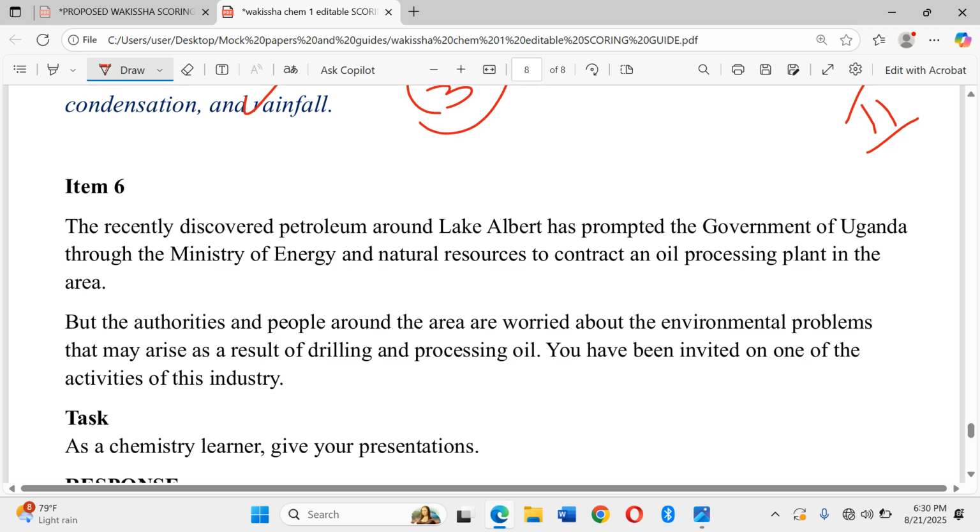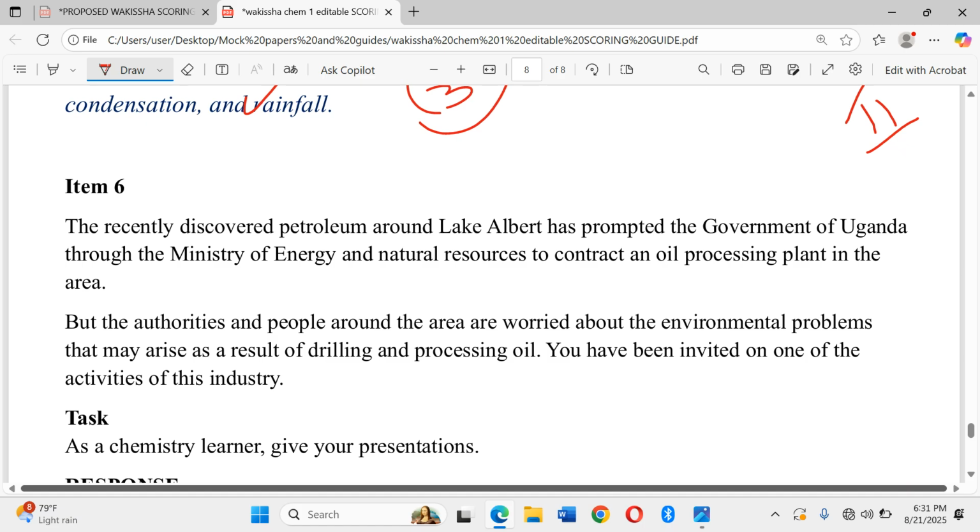Okay. So they're saying item 6, the recently discovered petroleum around Lake Albert has prompted the government of Uganda through the Ministry of Energy and Natural Resources to construct an oil processing plant in the area. But the authorities and people around the area are worried about the environmental problems that may arise as a result of drilling and processing oil. You have been invited on one of the activities of this industry task. As a chemistry learner, give your presentation.